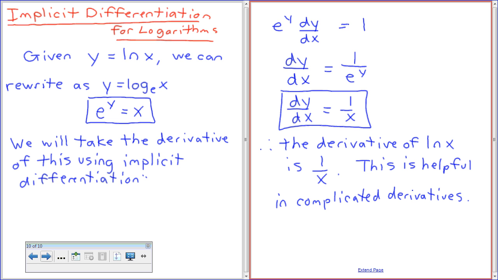So what this actually tells me, therefore, is that the derivative of ln x is just 1 over x. That's what we proved. Okay, right? Because y initially was ln x, the derivative of ln x is 1 over x. This is helpful in complicated derivatives. I'm going to show you right now why this is helpful, because we could do this the complicated way, and we can do it the easy way. I'm going to show you the easy way.